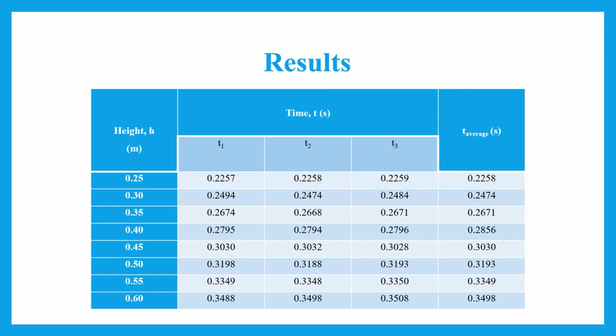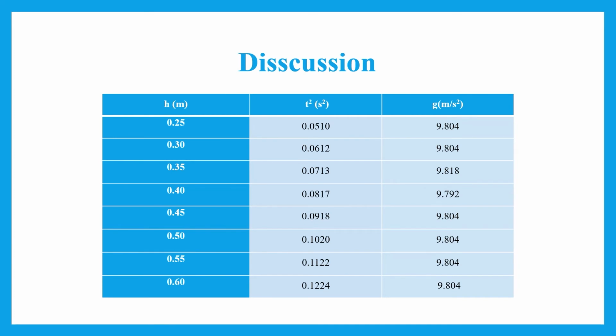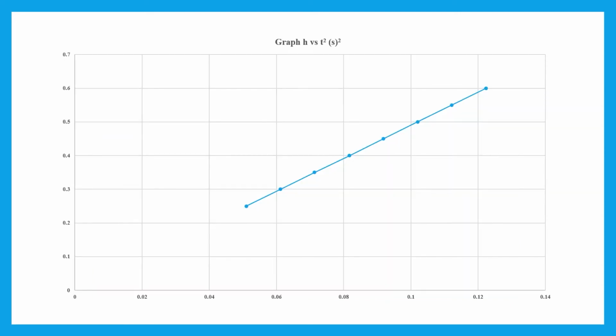These are the results of the experiment. As you can see, as the height increases, the time taken increases. To visualize this data, we plotted a graph of h versus t. The graph increases exponentially. This is the table of the height and the square of the time taken. To visualize this data, we plotted the graph of h versus the square of the time taken. The graph increases linearly.